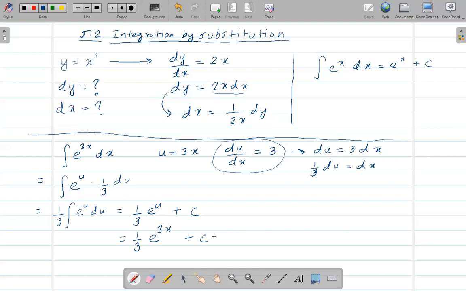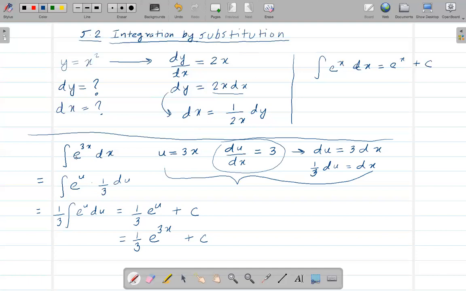All right. So here, this whole process is called the substitution method. The technique I used here is the substitution technique.